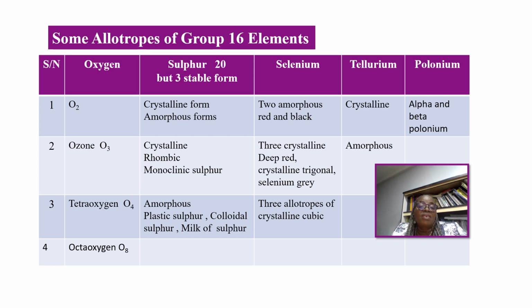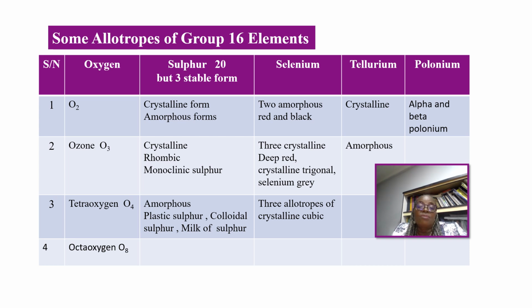Sulfur will have the crystalline form and the amorphous form. In the crystalline form, we have the rhombic, the most stable form, and then the monoclinic sulfur. While in the amorphous, we can form plastic sulfur, colloidal sulfur, and milk of sulfur.